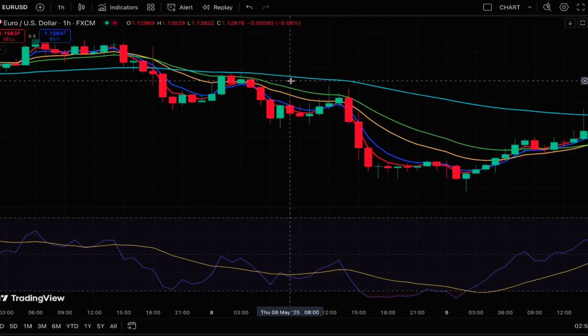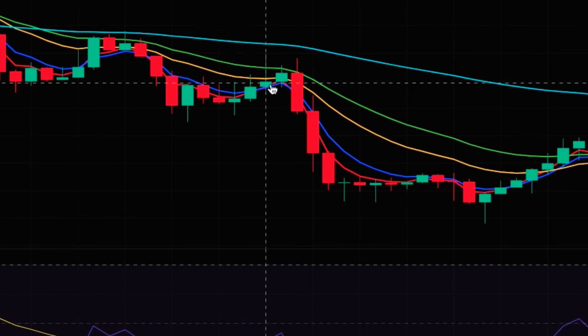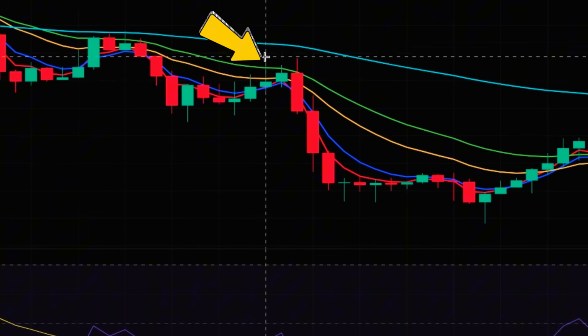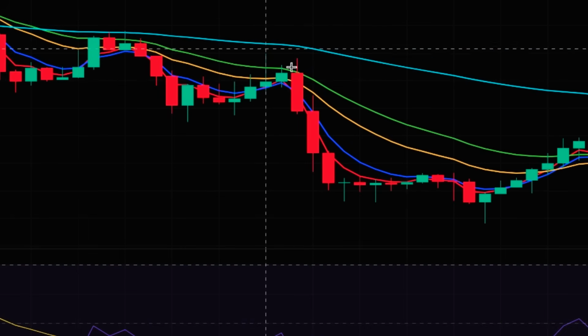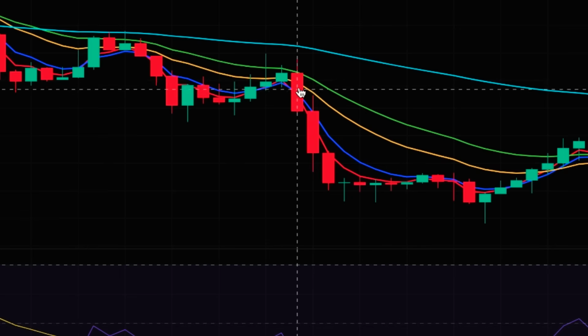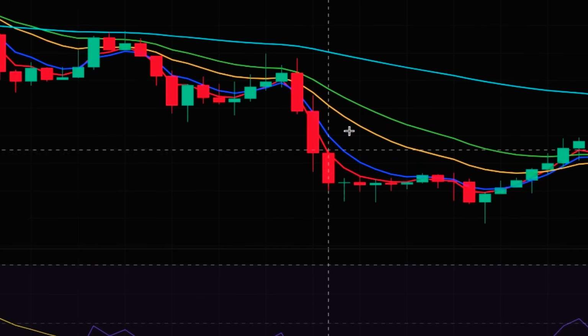In the next step, we wait for a pullback. We want the price to cross above the green line, and in this situation usually the red line goes above the blue line. After that, we wait for the red line to cross back below the blue line. When this happened, it's a signal that probably the pullback ended and the price is gonna decline more.